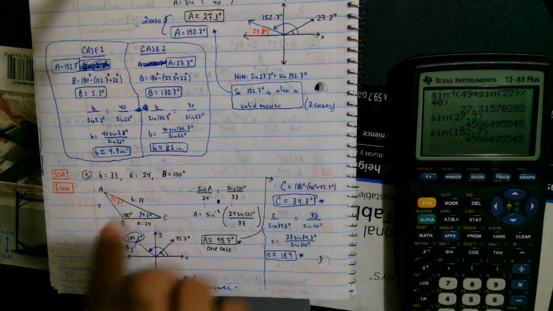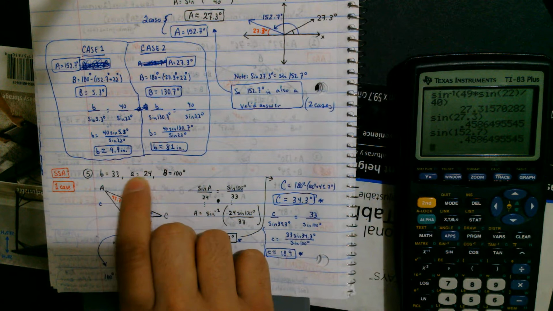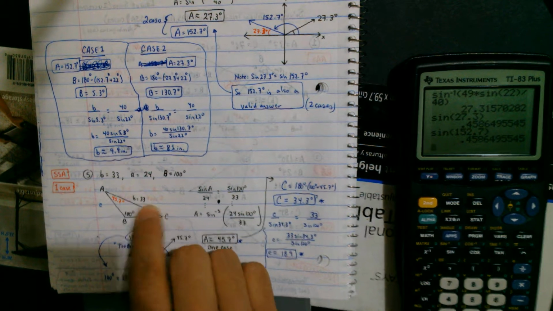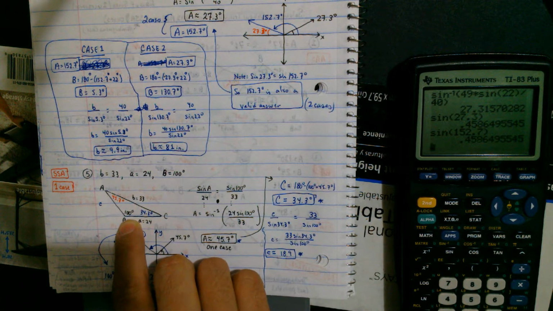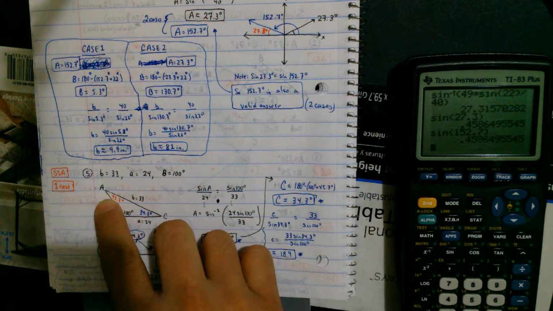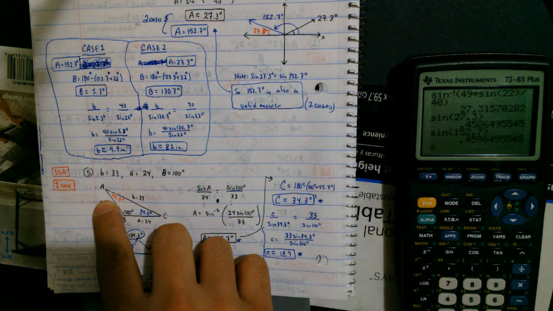Now, ultimately here, same thing. If I have a side-side-angle case, I have side A, side B, and angle B. If I want to try to find the missing angle, I'm going to try to find A because I have B and little b, and I have little a. So I'm trying to find angle A.